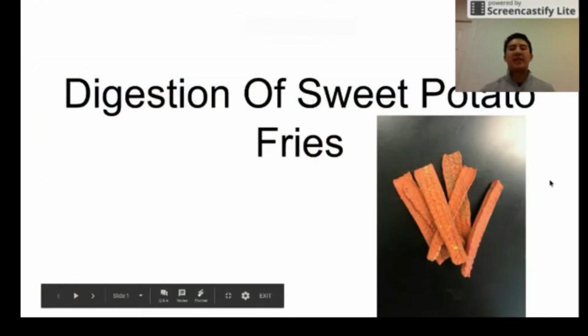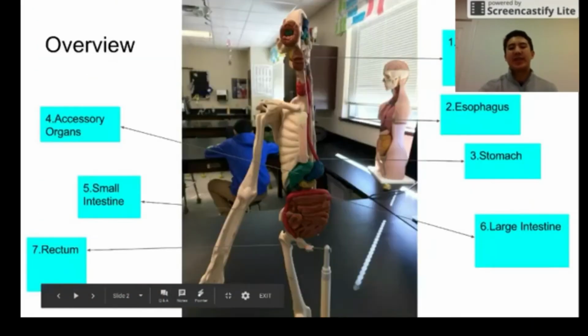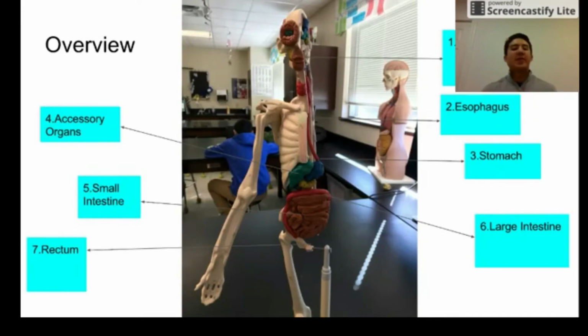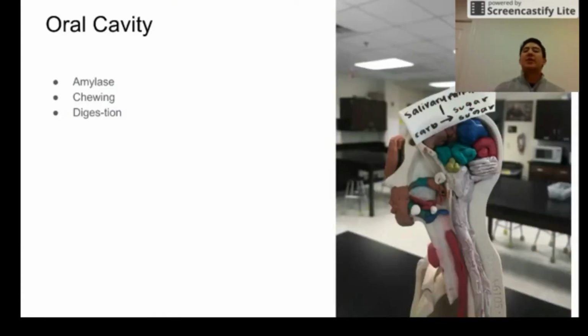So here we have our bite of the sweet potato, and those are the little sweet potatoes made out of clay. So if you're ever confused at any part of this video, rewind it, and here's an overview of the tract, just in case. So digestion first starts in the oral cavity, that's the mouth, and amylase, which is a little enzyme helper, is going to break down that sugar. There's so much sugar in these sweet potato fries, so we need a lot of amylase to break down this sugar. And chewing is also going to happen using the teeth, and digestion will happen here.